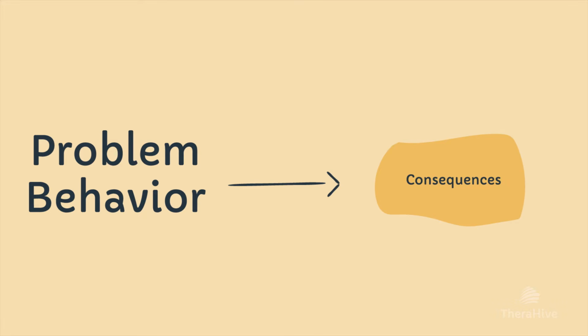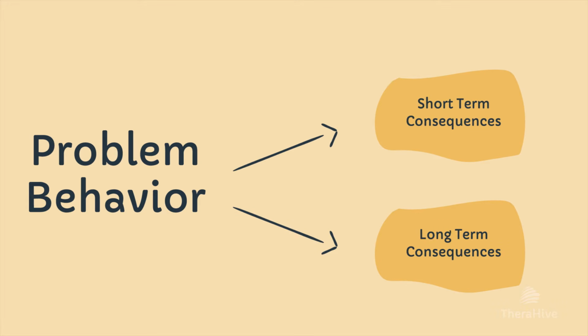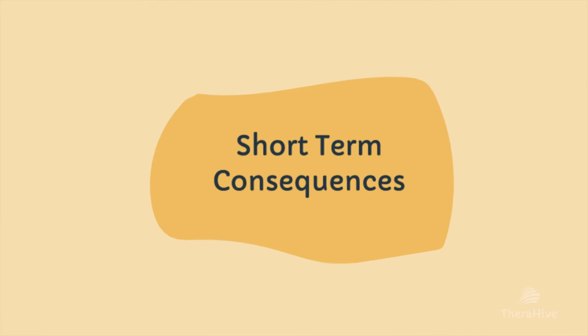Consequences refers to what happens following the problem behavior. There are two types of consequences, short-term and long-term. Long-term consequences are interesting and they can give us some useful information. And in chain analysis, we're often more focused on the immediate or short-term consequences because they have way more impact on the likelihood of the behavior occurring again.